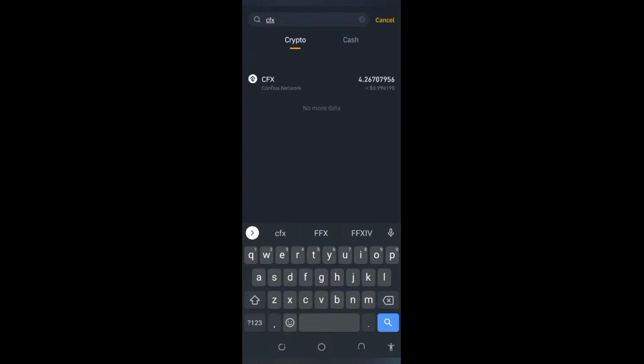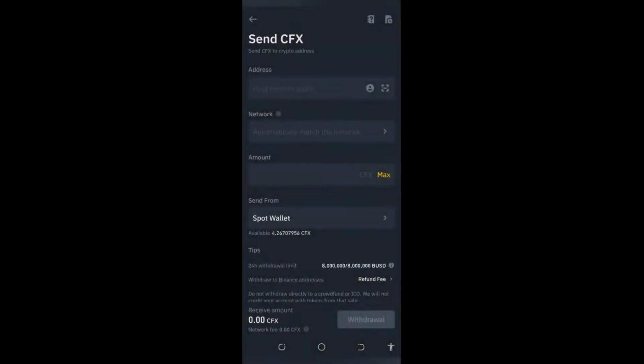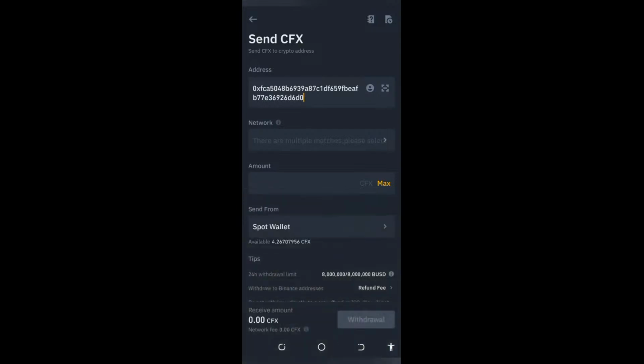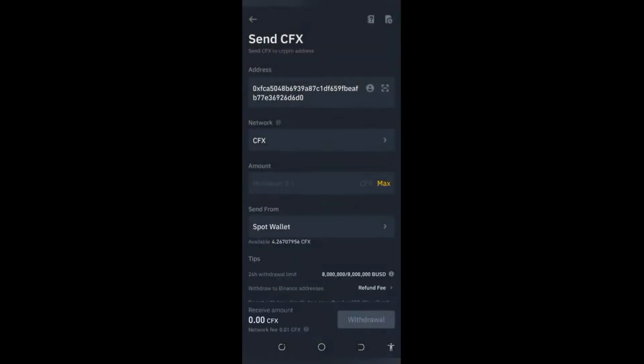All right. Okay, we just have 4.26. Let's click on that. And then let's put the address here. Okay, the address looks good. Looks like it's not a mistake. The network is supposed to be CFX, okay? If this address wasn't good, it will be showing red.